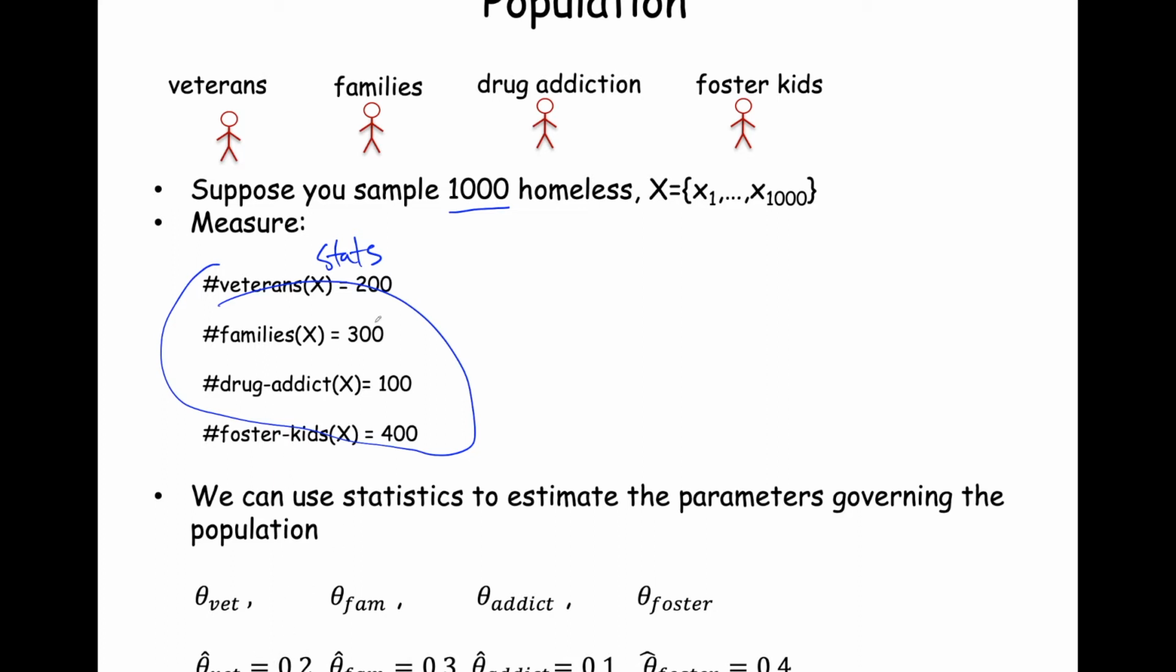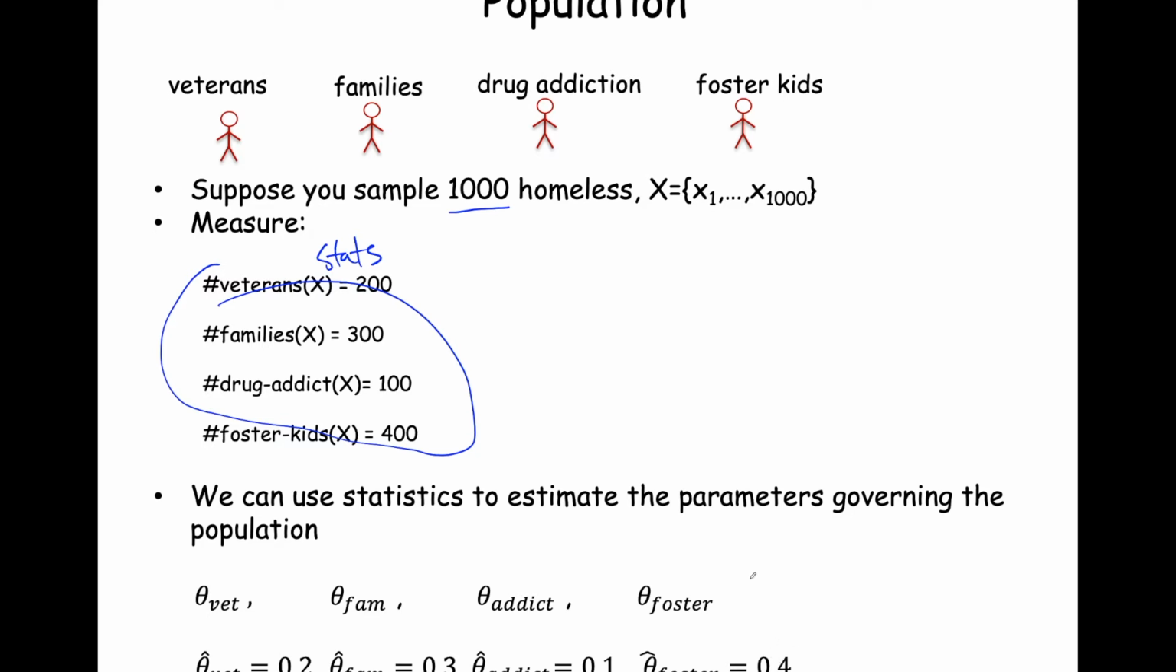And so we'd say, okay, well, we take 200 divided by the 1,000, 300 divided by the 1,000, 100 divided by the 1,000, 400 divided by the 1,000, and we get theta vet hat is 0.2, 20%. Theta family hat, the estimator for theta family, that you can use to stand in its place or as a substitute, that's 0.3. Theta addict hat is 0.1. And lastly, theta foster hat is 0.4.